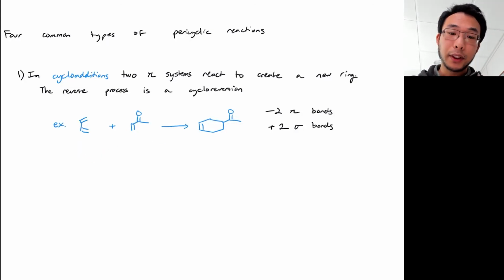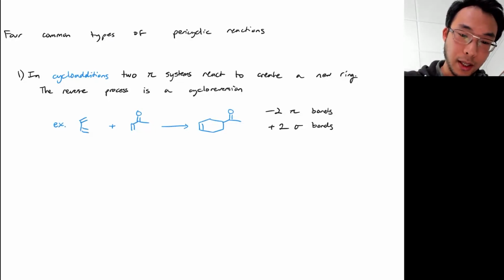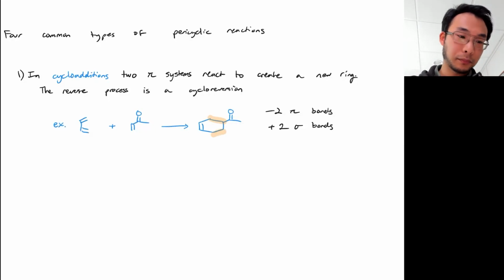In every cycloaddition, we have these two pi systems. They don't have to be two separate molecules, but they do have to be two separate pi systems. In every cycloaddition reaction, our net result in terms of bonds formed and broken is going to be 2 pi bonds lost, 2 sigma bonds gained. And you can kind of see that because we have 3 pi bonds here and only 1 here. And we have those 2 new sigma bonds made right here and right here.